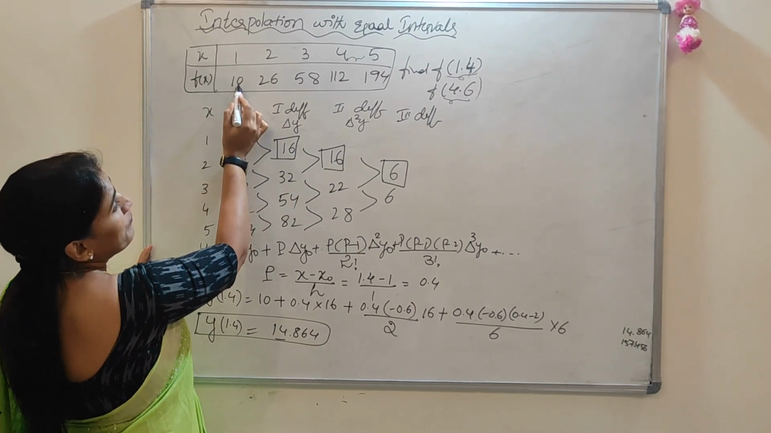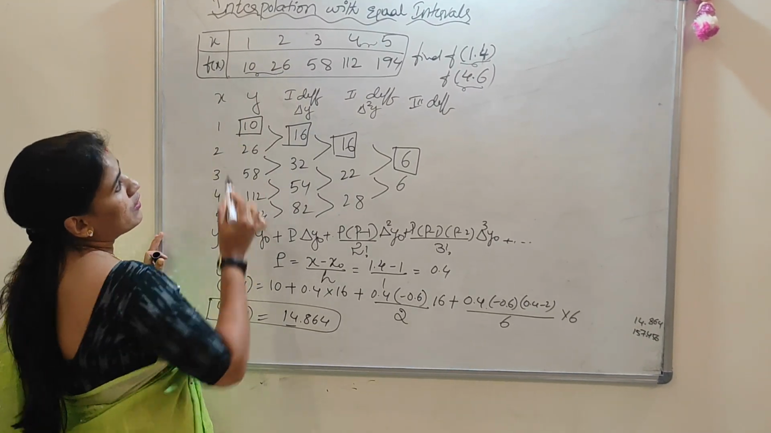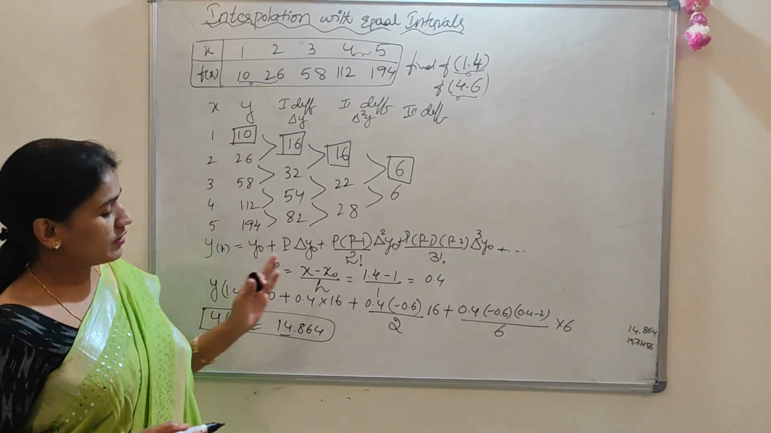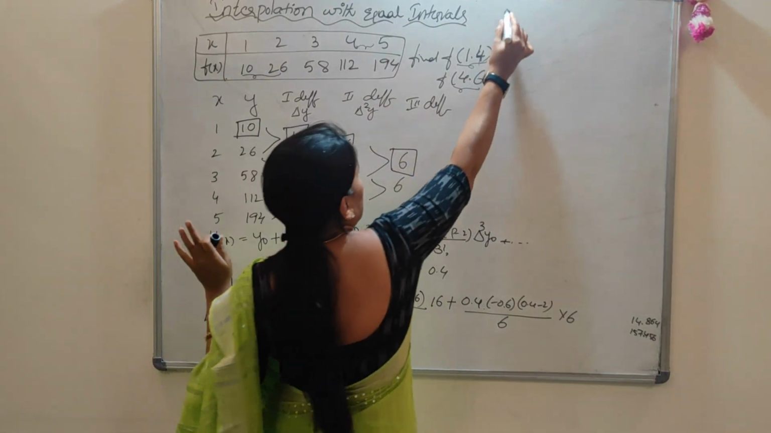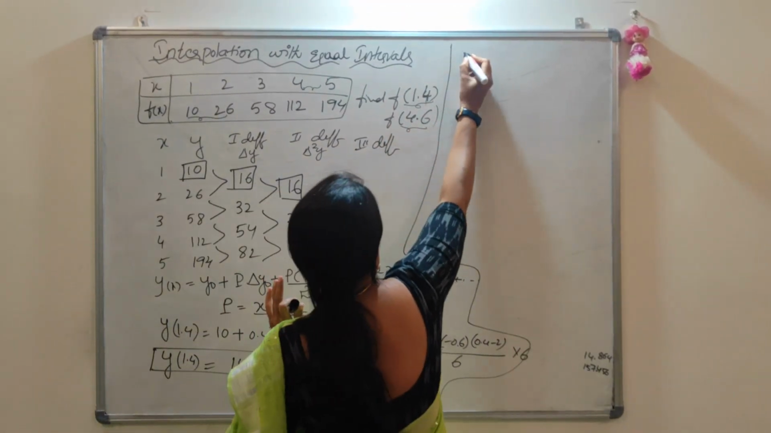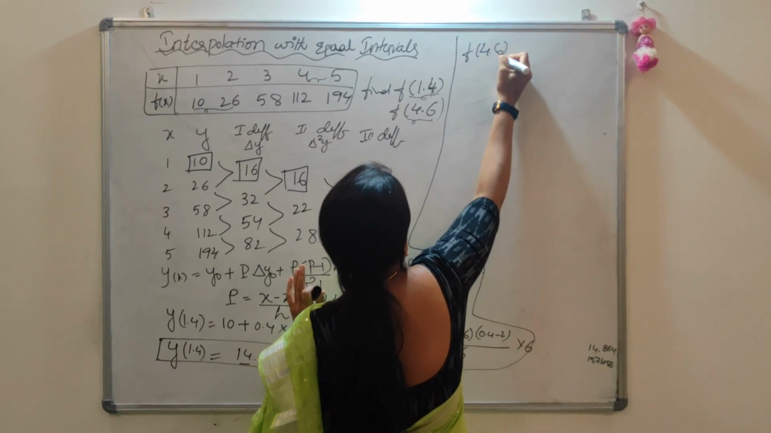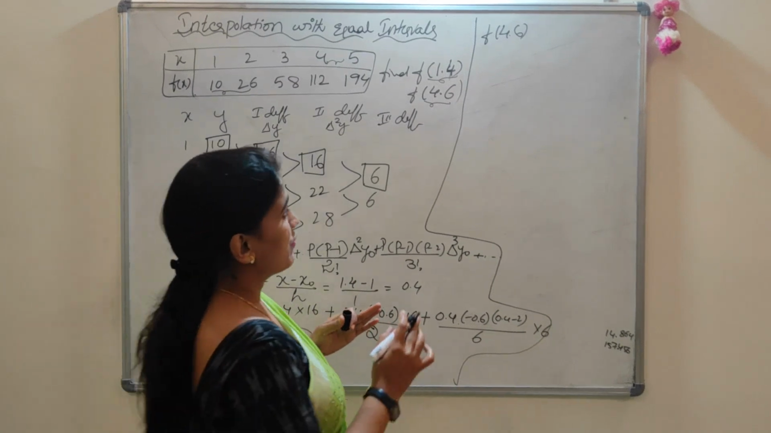So the answer you can check: 14.864 lies between f of 1 and f of 2, that is 10 and 26. Greater than 10 and less than 26. So this is the forward interpolation formula applied. Similarly, we need to find the second one, that is f of 4.6. F of 4.6 is near to the end point. We need to apply the backward interpolation formula.